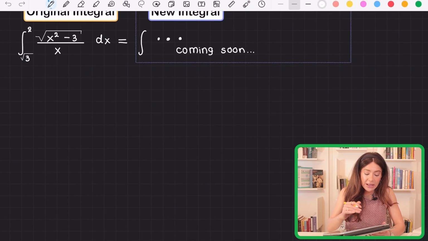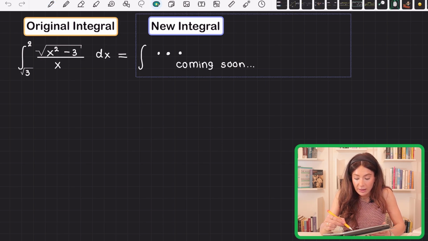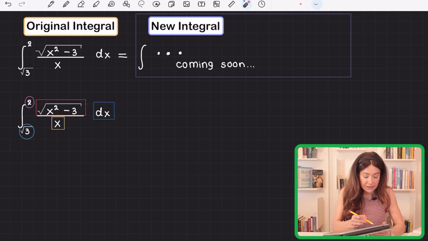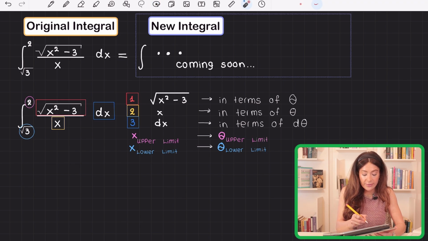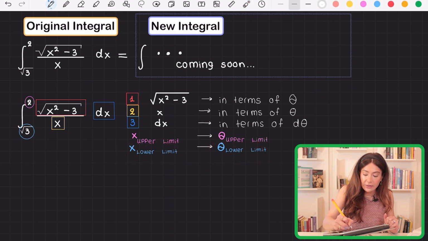So first, let me outline what we're doing, okay? With these sorts of integrals, I do an extra step, which I never do otherwise. Here it does make sense to do this, okay? So this is the original integral that was given to me. I just outline these things. This is kind of what I'm doing, okay? I need this in terms of theta, I need this in terms of theta, and then I also have x upper limit. I need theta upper limit, and then x lower limit will give me theta lower limit, okay? So this is kind of a game plan of what we're really doing.